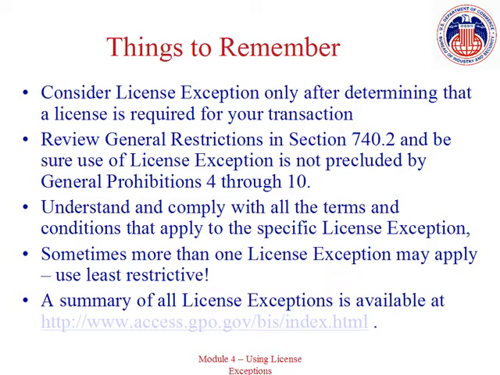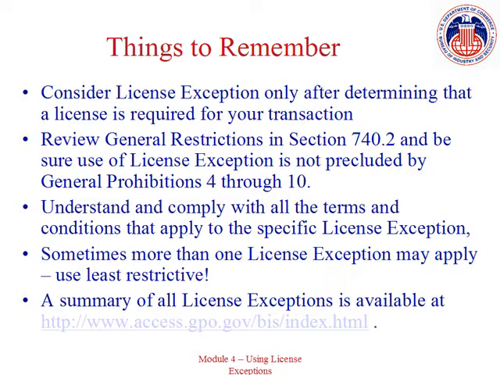Let's review the key points when considering license exception eligibility for your transaction. First, only consider using a license exception after you've determined that a license is required based on the item and destination or based on general prohibitions 4 through 10. Review the general restrictions that apply to all license exceptions and be sure that general prohibitions 4 through 10 do not preclude the use of a license exception. Be sure that you've met all the terms and conditions of a license exception prior to proceeding with your export or re-export. And keep in mind that your transaction may be eligible for more than one license exception.